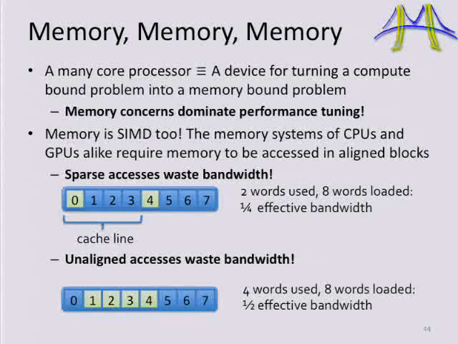Essentially, the amount of on-chip computation is growing much faster in every new generation of processor than the amount of memory bandwidth that you have. So we are at the point where you need at least about 10 times as many floating point operations as you have memory loads. Unless you reuse every byte that you load from memory 10 or 20 times, you're going to be bound by memory. And so memory concerns dominate performance tuning.